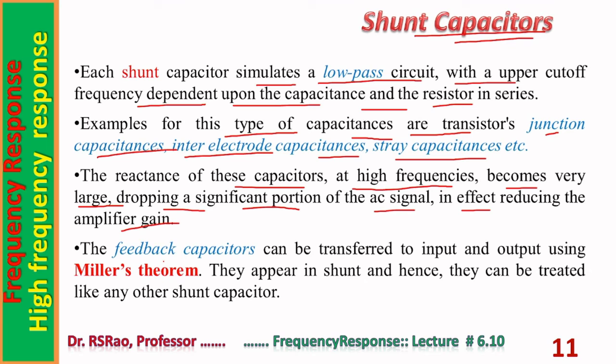Here it is being told that feedback capacitors can be transferred to input and output side using Miller's theorem. They appear in shunt at the input and at the output, and hence they can be treated like any other shunt capacitor. Miller's theorem is helpful to us in converting feedback capacitors into shunt capacitors. Once they are shunt capacitors, they can be dealt with like any other shunt capacitor.